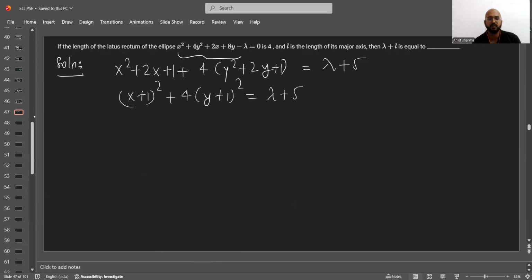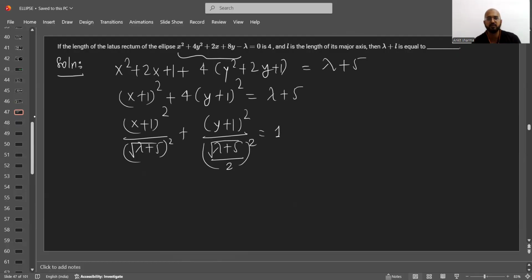We can now write down this 4 to be down. So this should be (x plus 1) square by (root of lambda plus 5) the whole square, plus (y plus 1) square by (lambda plus 5 over 2), root of this the whole square, is equal to 1. Now we got the ellipse. So we just need the length of latus rectum. It is the length of its major axis. Okay. By the way, the length of latus rectum is 4, given.